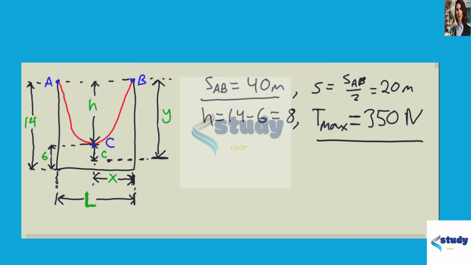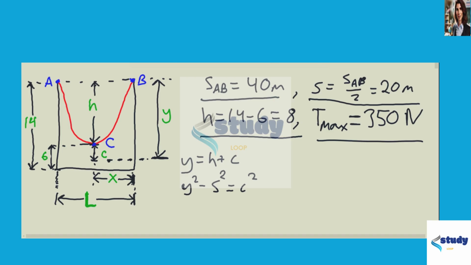So subtracting 6 from 14, we find that the sag, H, is equal to 8. Now, in a lot of these equations, we need to know what S is, and S is simply half of SAB. So we find that S is equal to 20 meters. We need to find the horizontal distance between the buildings, and then we also need to find the total mass of the cable. Now, in order to find the total horizontal distance between the buildings, we need to find C.